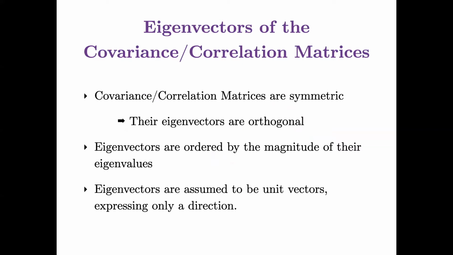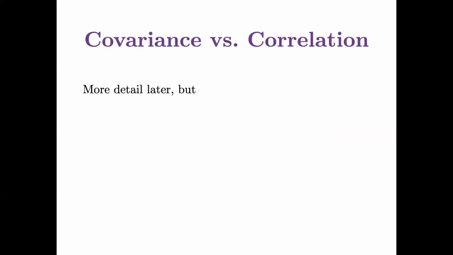The eigenvectors, as always, are ordered by the magnitude of their eigenvalues. Eigenvectors are assumed to be unit vectors, expressing only a direction.